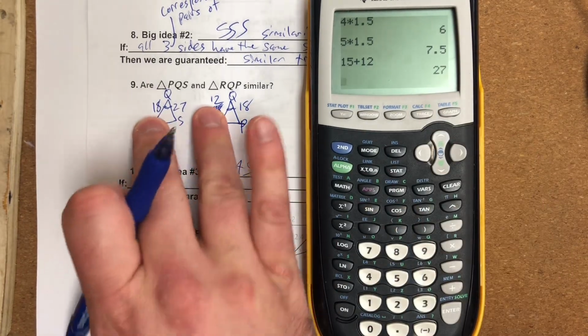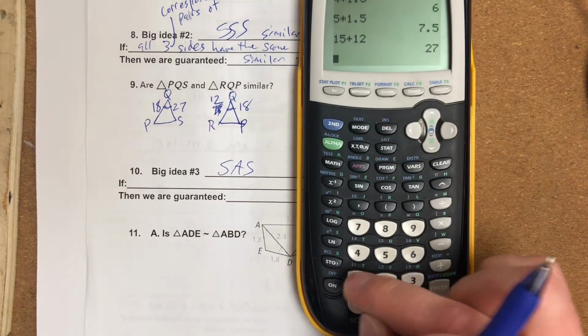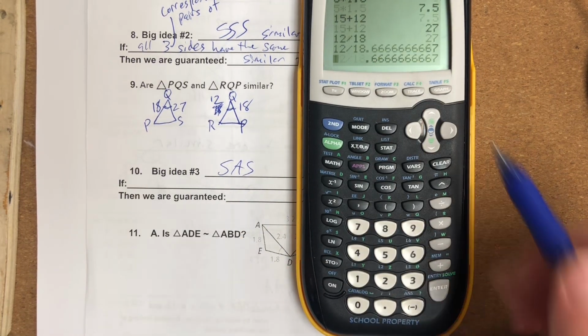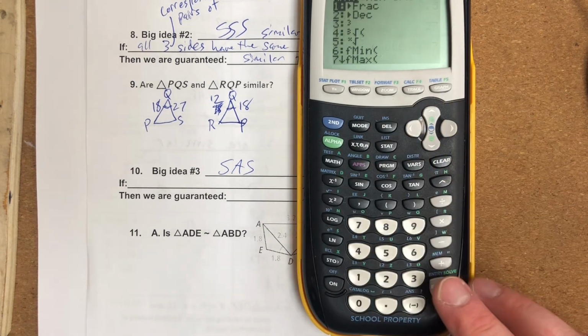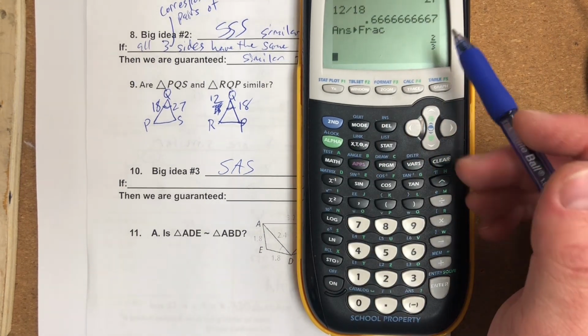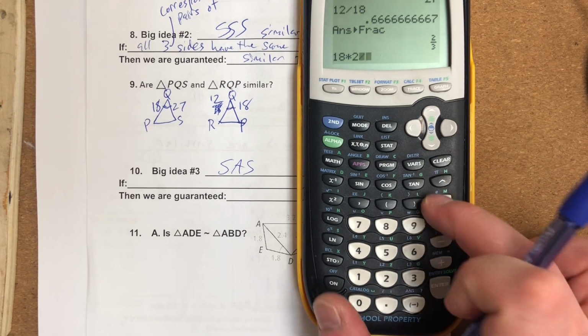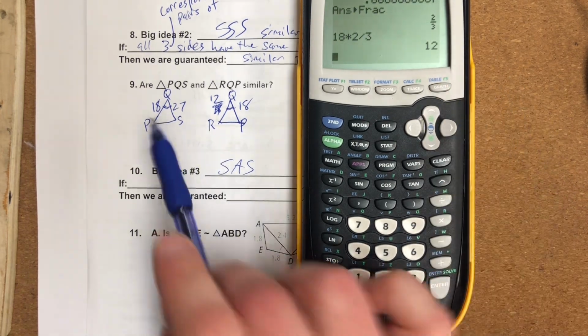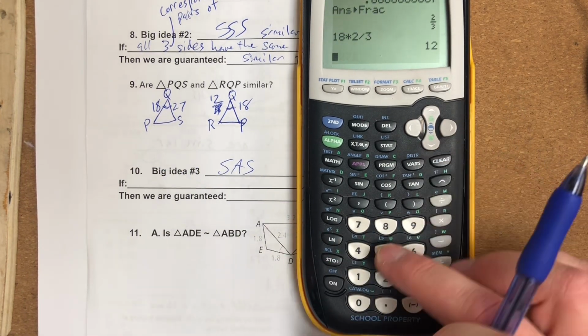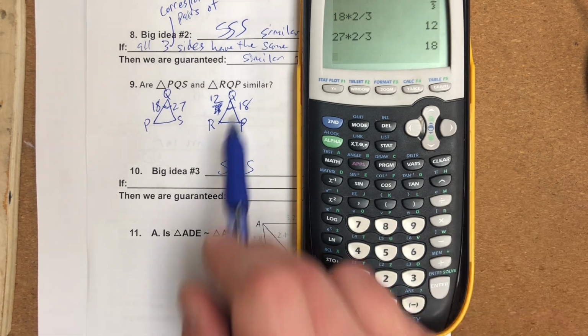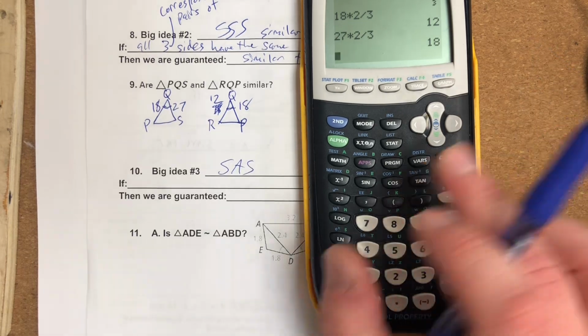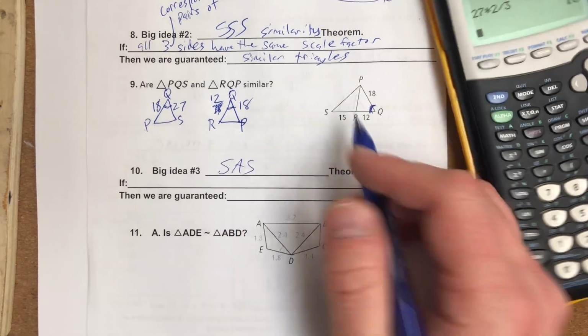Let's see. So how does 18 scale to 12? I'm going to do 12 divided by 18. So 2/3. So I can do 18 times 2/3 and get 12. And if I do 27 times 2/3, I get 18. Okay, so yeah, these scale appropriately. So this is SAS similarity.